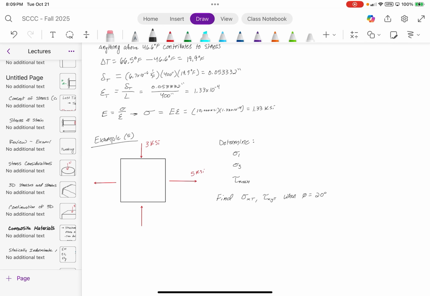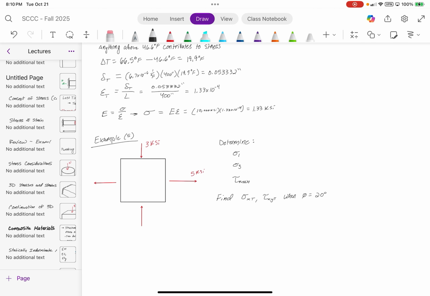You guys ready to go over it? Yeah? All right. Let's go over it real quick. What did you guys get for sigma 1 and sigma 3? What did you get? Negative 3 and negative 5. Wrong. Yeah, 5 and negative 3. Look familiar?